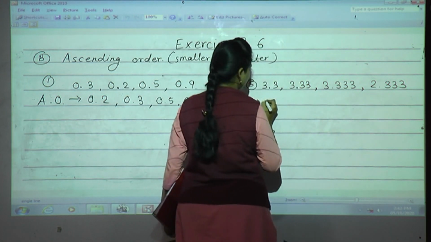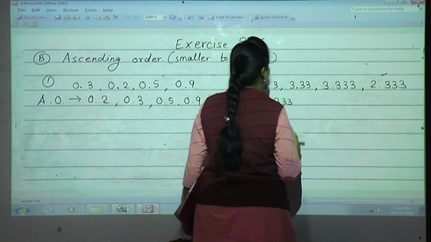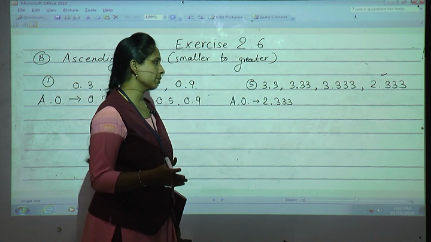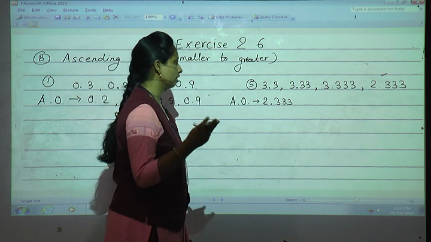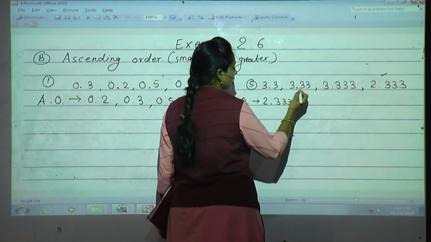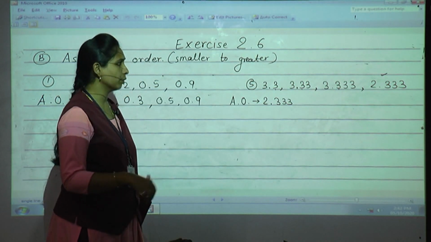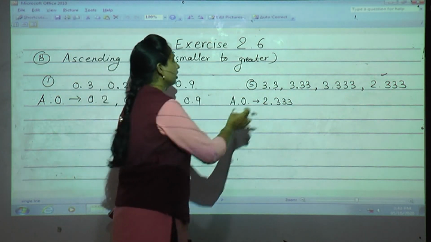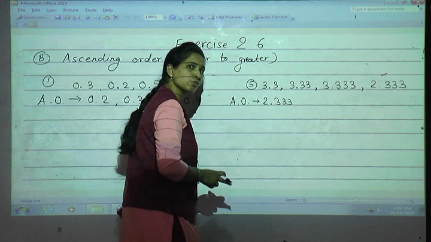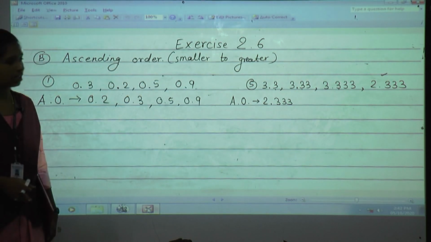So first write that number, 2.333. This is over now. Now 3 numbers are remaining. Now in the place of whole number, the same numbers are there, 3, 3, 3. So we have to start comparing with the tenths place. Tenths place 3 is there. Here also 3 is there. Here also 3 is there. Now what we have to do? We have to go with the next. But here only one 3 is there. So automatically this will be the smaller number, isn't it? So here don't be confused.